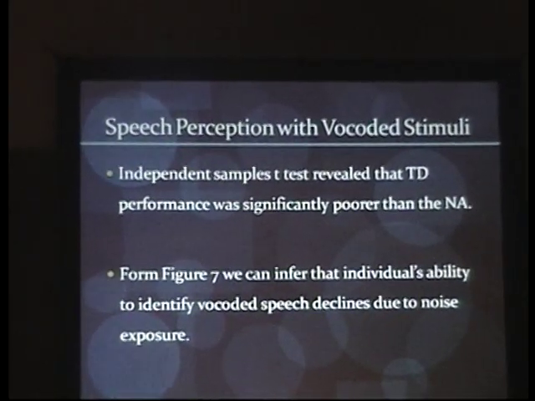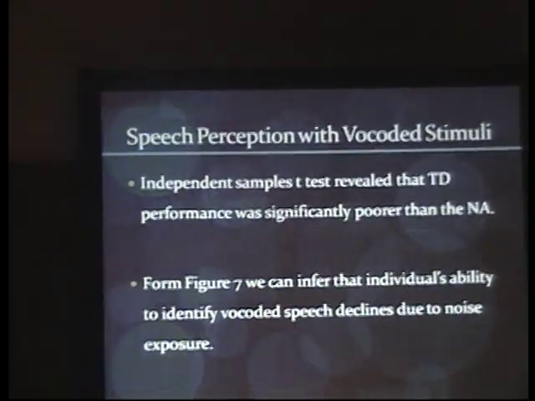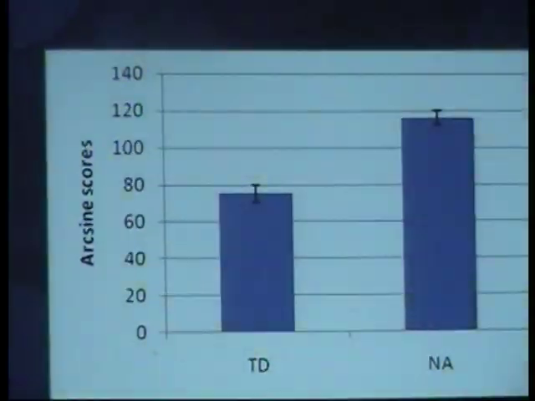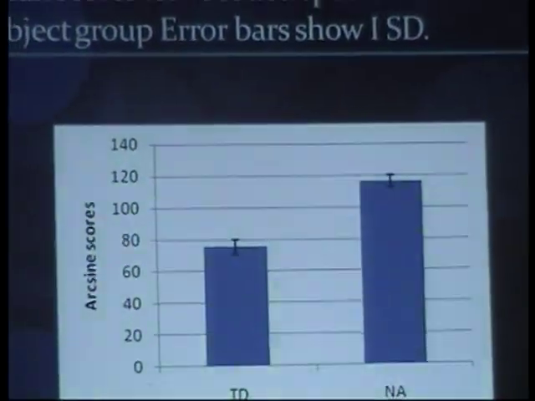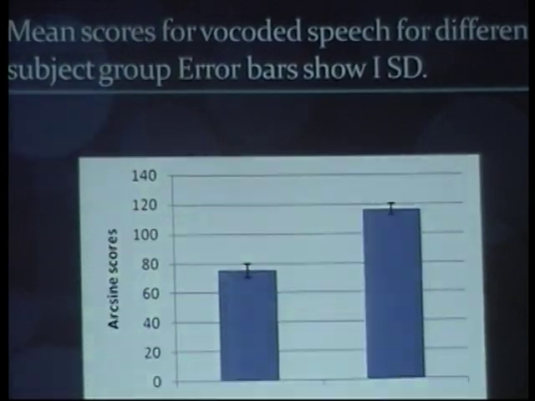And in the last of the test protocol, there is speech perception in vocoded stimuli. You can see that the individual's ability to identify vocoded speech declines due to noise exposure. And it's very clear in this picture. Again, on the left-hand side, we find poorer speech perception scores, that of the train drivers, compared to the control group on the right-hand side.